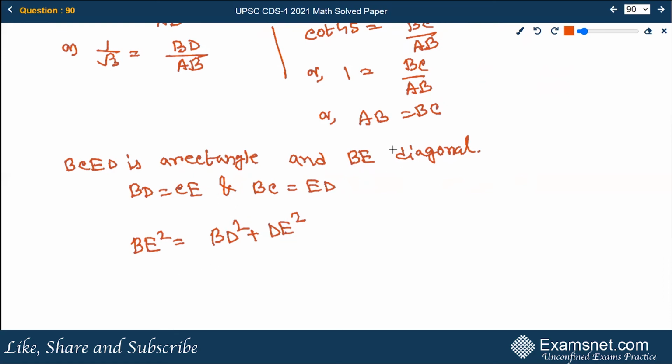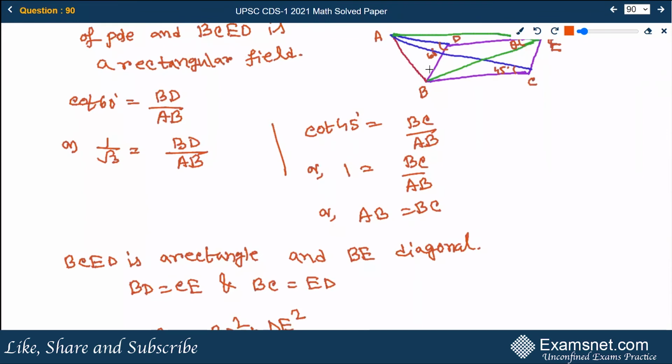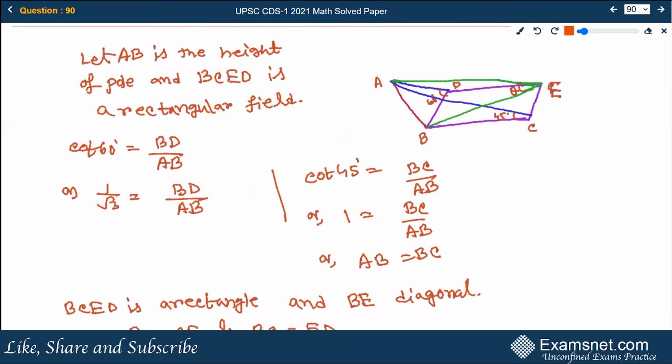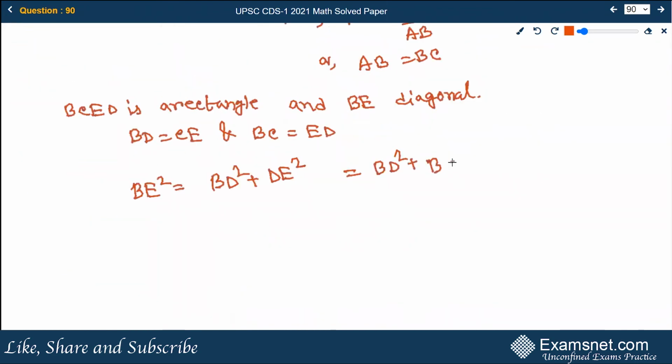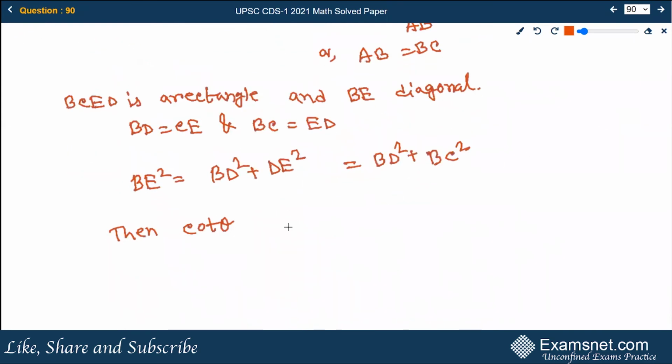And since DE can be written as BC, it can be written as BD square plus BC square as well. Okay, next, let's consider cot theta in the triangle ABE. So cot theta is BE by AB.